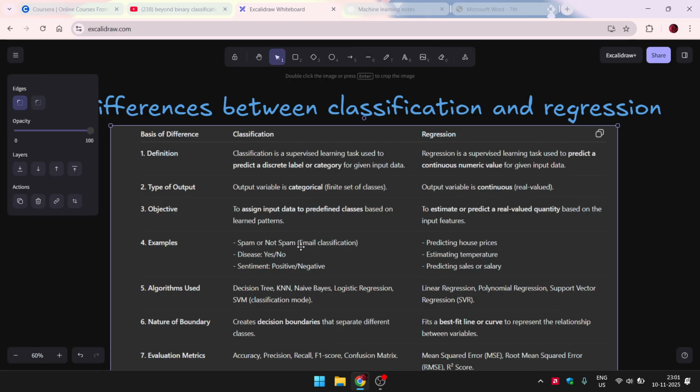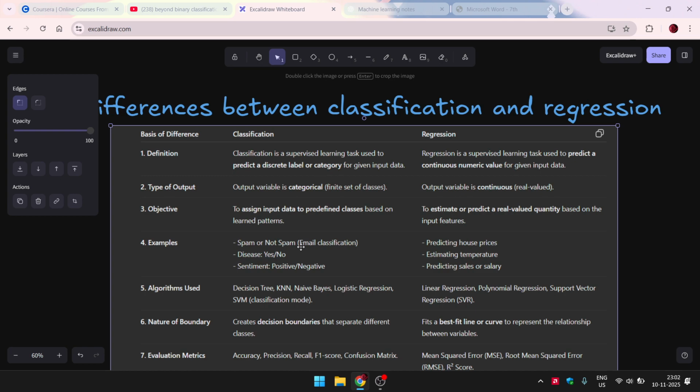First of all, we have to know the basic difference between classification and regression. Both are types of supervised learning. Classification is a supervised learning task used to predict a discrete label or category for given input data. Let's suppose we have to check whether a given email is spam or not spam. Then we have to categorize the email into a category, right? That is called classification, like simply yes or no, dividing the input into yes or no.